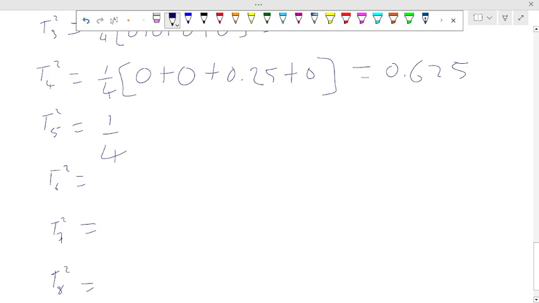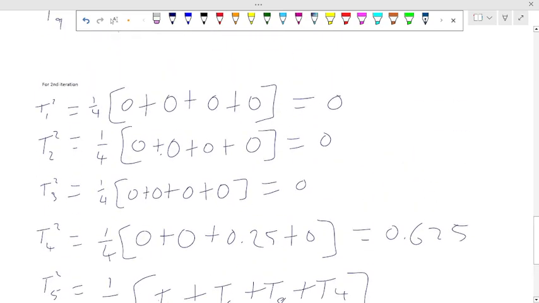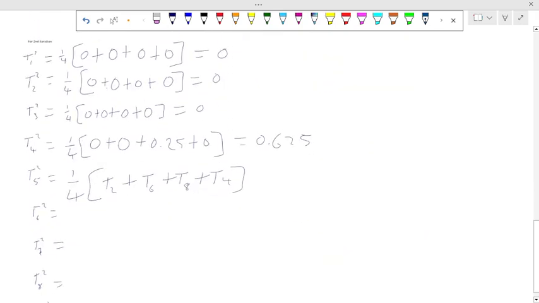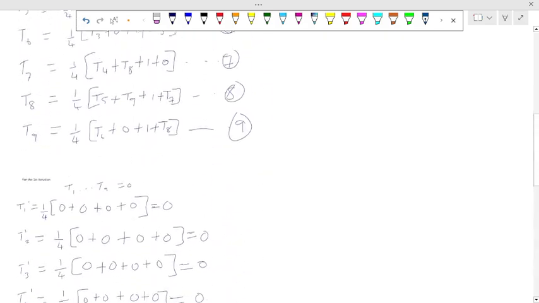I'll show you the full second iteration in the next video. So this T5 will be what? T5 will be T2 plus T6 plus T5. What's on top? 8 plus T4. This is how it should look like, I think. I'm just trying to picture it in my head. 2684. Question 5.